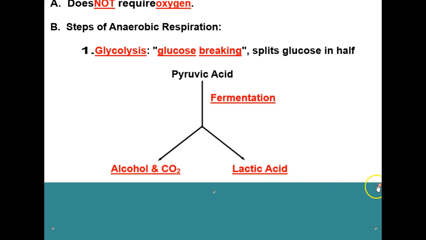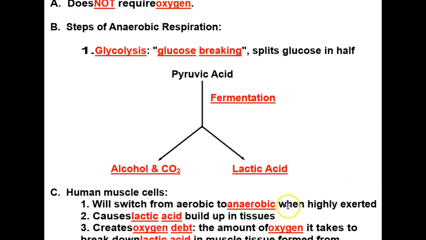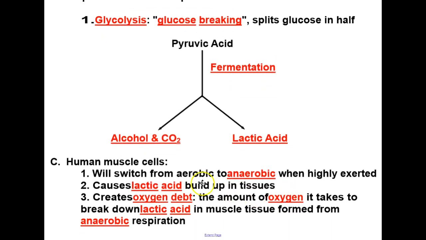With muscle cells, with human muscle cells, they will switch from aerobic respiration to anaerobic respiration when highly exerted. This causes lactic acid buildup in the tissues. That creates oxygen debt, which is the amount of oxygen it takes to break down the lactic acid in muscle tissue formed from anaerobic respiration.